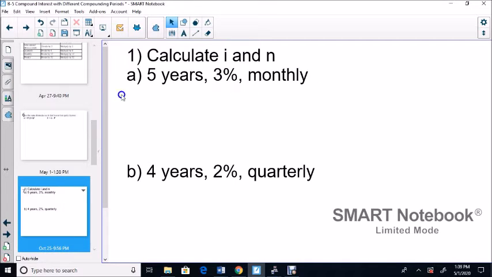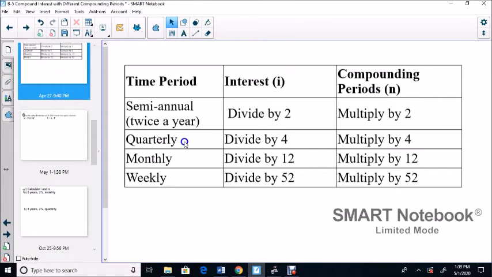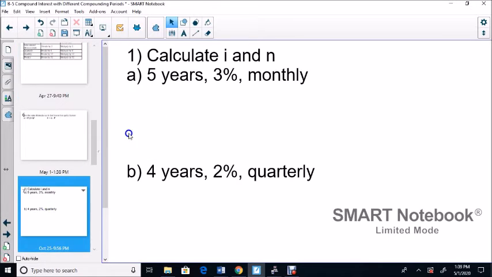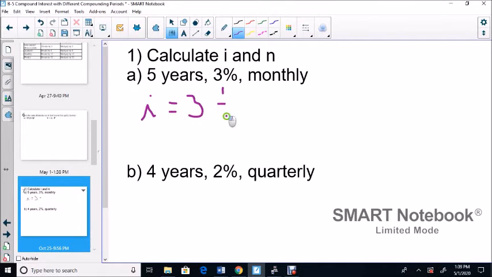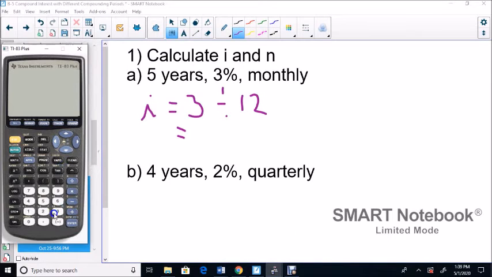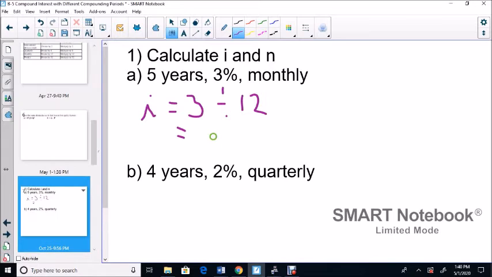Monthly. So you go to the table. So 5 years, monthly. I divide by 12, N multiply by 12, the table tells you. Okay, let's get I. So I, or interest, let's write it on here. I equals 3 divided by 12. So 3 divided by 12, we go to our calculator. 3 divided by 12 equals 0.25.